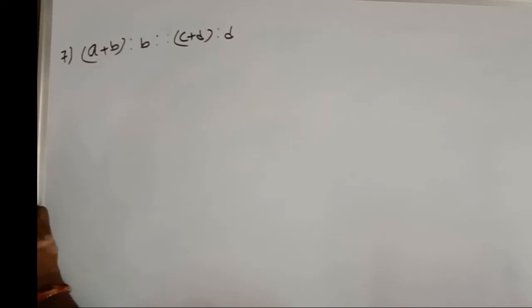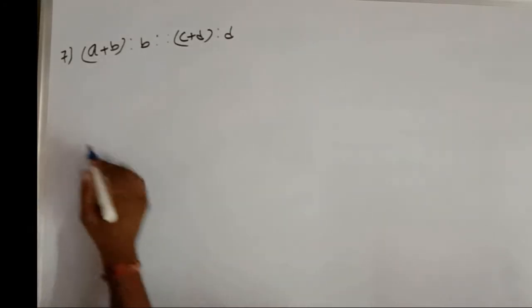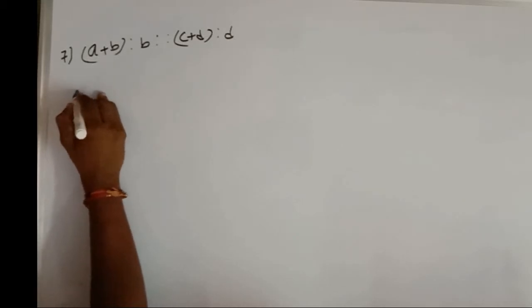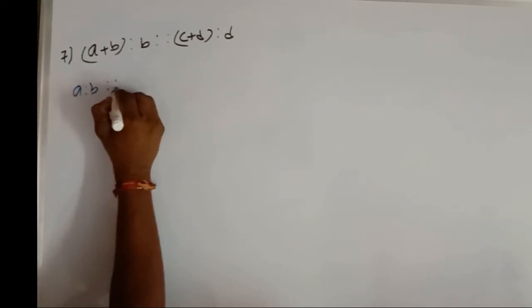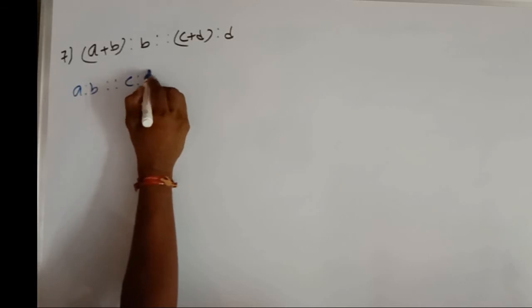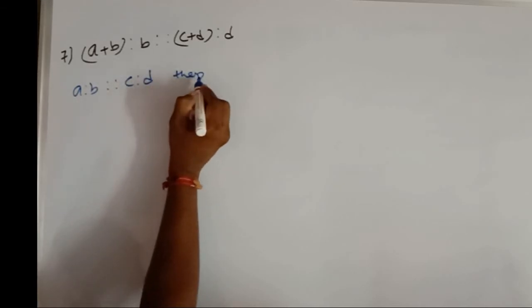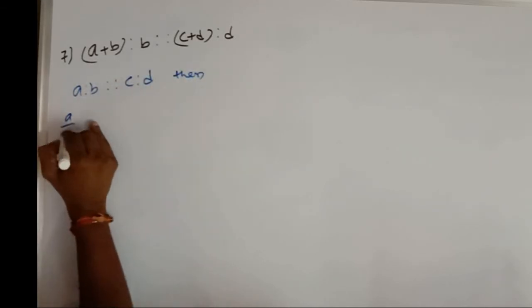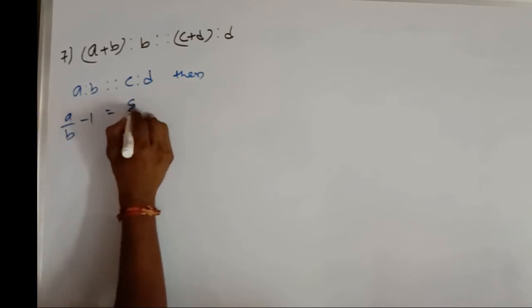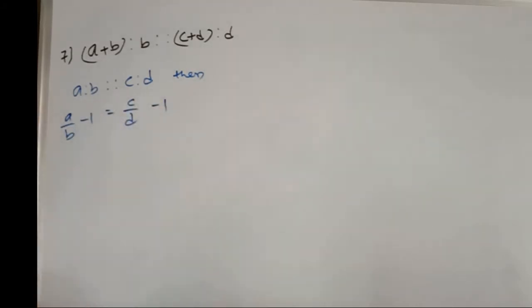So here the question is to find the dividendo. The dividendo relation is: if the ratios are in the form a is to b is to c is to d, then we get a by b minus 1 is equal to c by d minus 1. That means for the componendo we added 1; now I am going to do the subtraction. Here a is equal to a plus b and b is equal to b only.